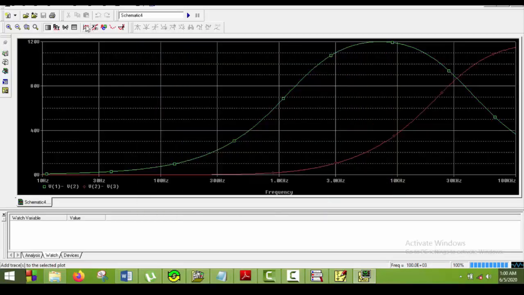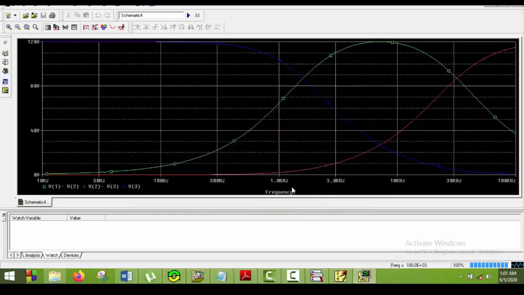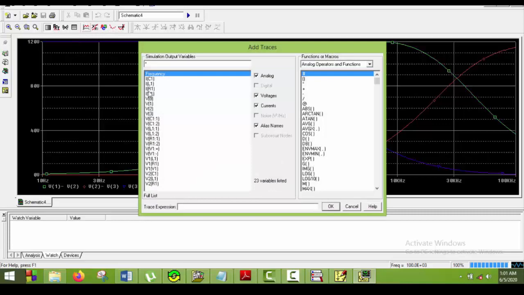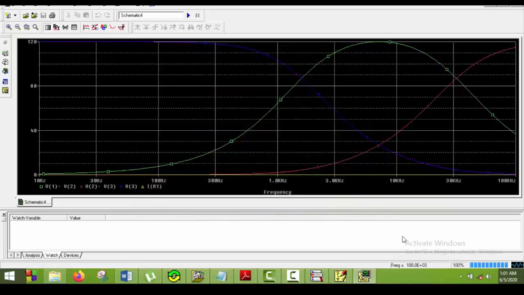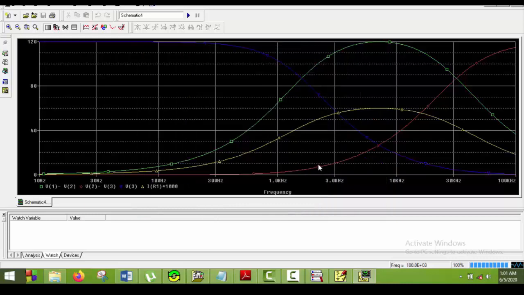To get the capacitive voltage, we need to get V3. So we'll select V3 here and say OK. And lastly, we'll get the current. So I'll plot IR1 here and say OK. So here you can see that we can't actually see the shape of the current. So I will just multiply this current by some amount, for instance 1000, here and say OK. So we can see the shape of the current.